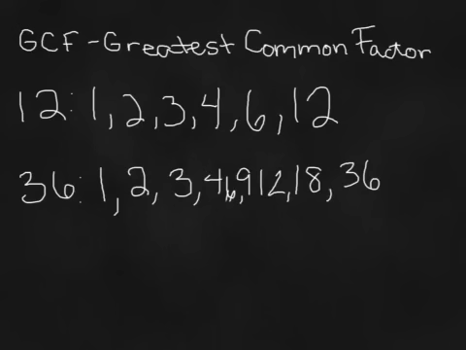Now we're looking for the greatest common factor. So let's start comparing factors. They have a 1 in common. Let's see if there's any greater factors they have in common. They have a 2. They also have a 3 and a 4 and a 6. Well, they have a lot of factors in common. Do they have anything greater than 6 in common? They sure do. They have 12 in common. So their greatest common factor is 12.